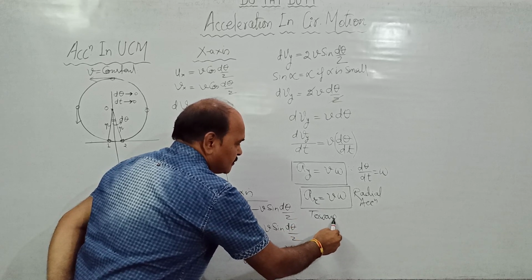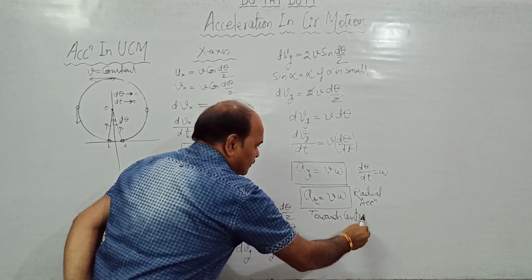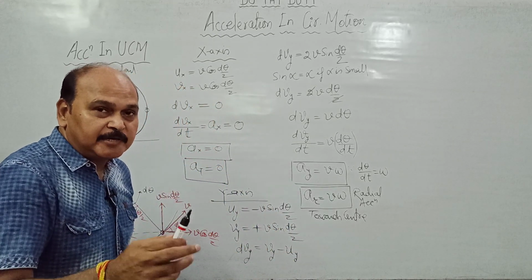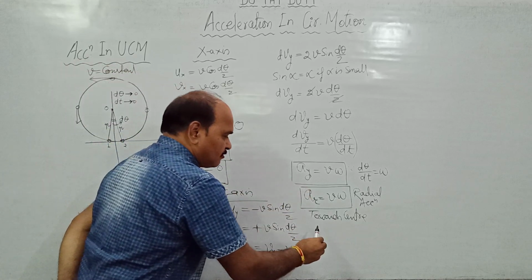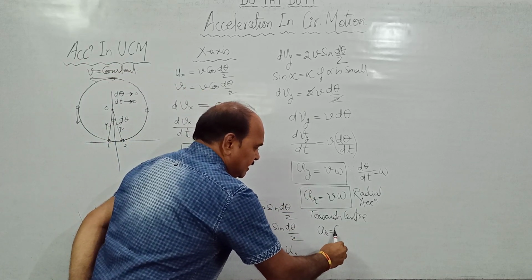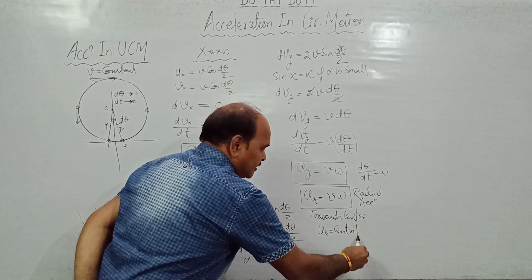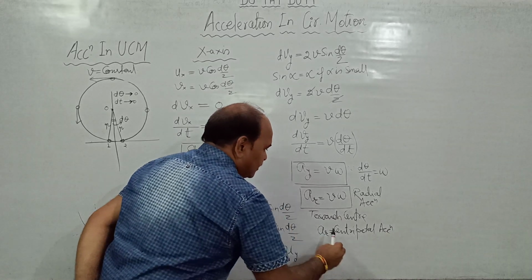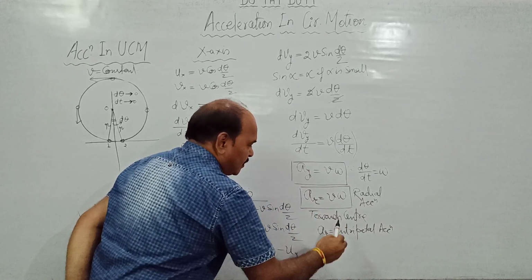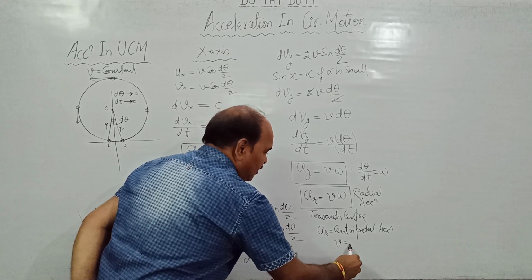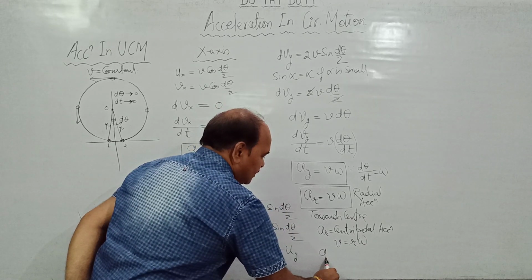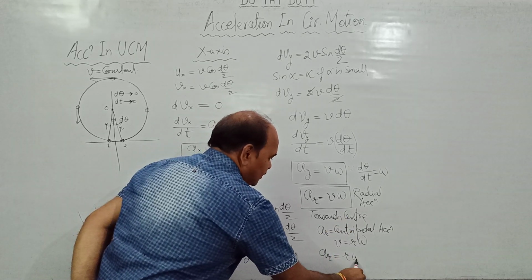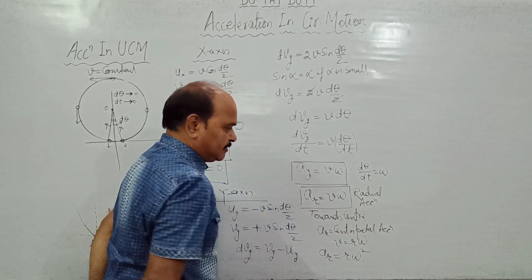Towards the center means centripetal, or centripetal means towards the center. So we can also call this AR the centripetal acceleration. And this centripetal acceleration is V into omega, and we know that V is equal to R omega. That means this centripetal acceleration can also be written as R omega square.